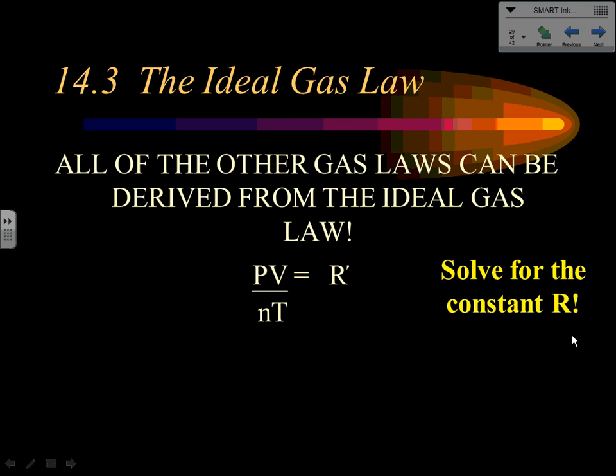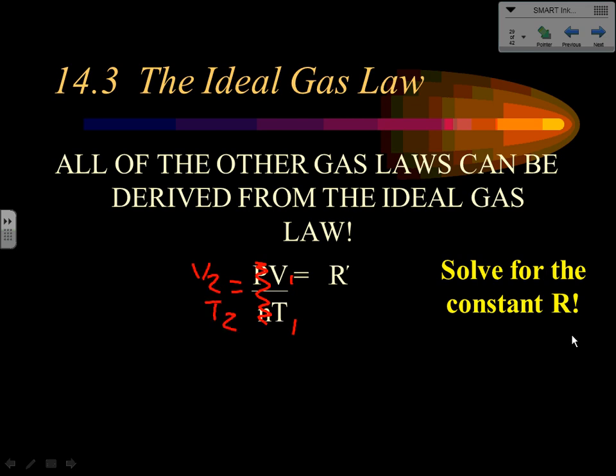Well, in Boyle's law, N and T were constant. So if we get rid of N and T because they're constant, we've got P and V. Charles' law was V over T. That meant P and N were constant. Well, if P and N were constant, then they're out of our equation, and V1 over T1 would equal V2 over T2.